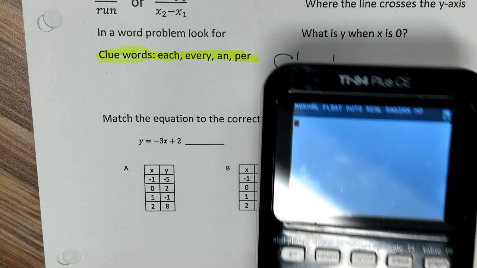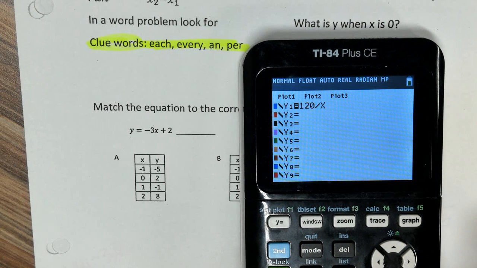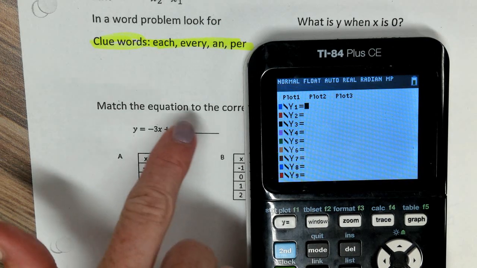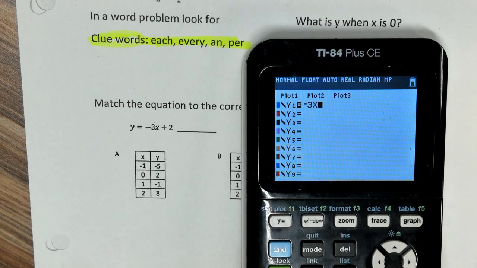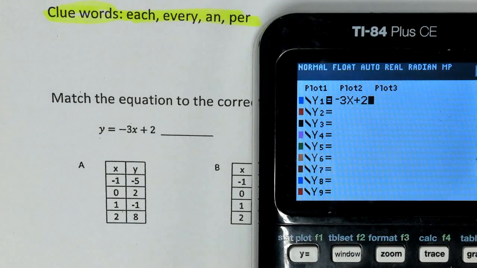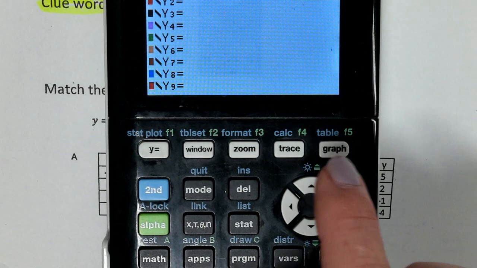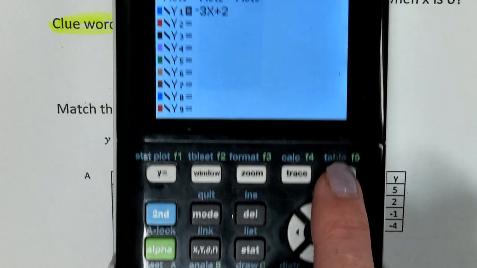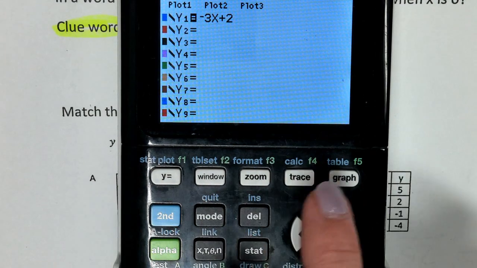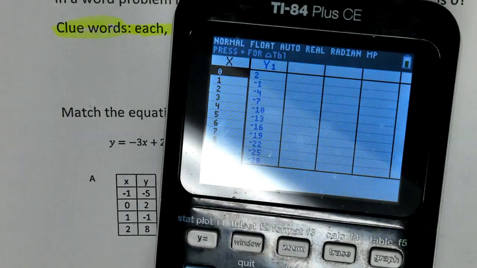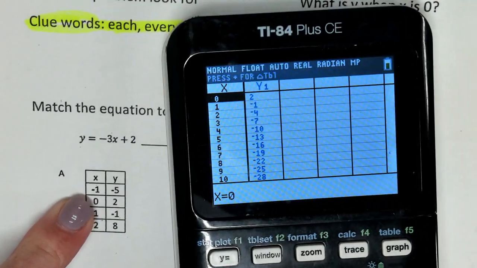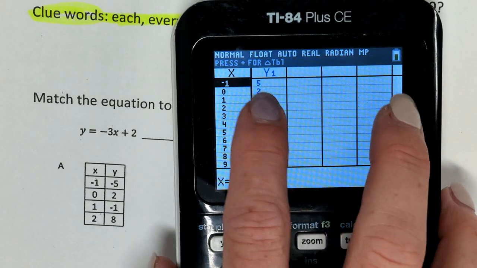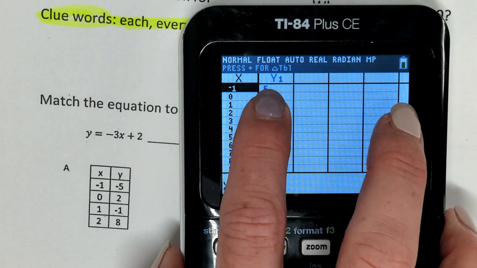I'm going to use y equals, so everybody go to y equals. Make sure everything else is cleared out. I'm waiting for everybody to go in their calculator. Type in negative 3x plus 2. Now, where would I go to see a table? Everybody look at the word graph right here. Don't push it. What does it say above it in blue? So if I want to access that, I have to hit second table. And then I can simply match it. This answer choice has an x value at -1. And, oops, I went to the wrong thing. When x is -1, y should be positive 5.